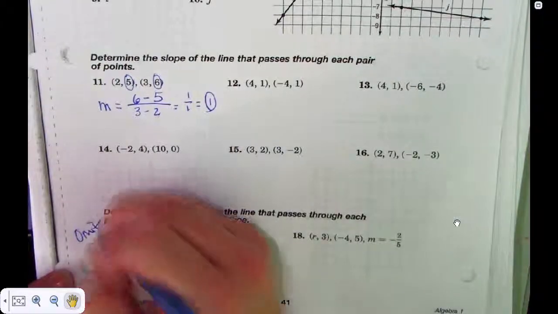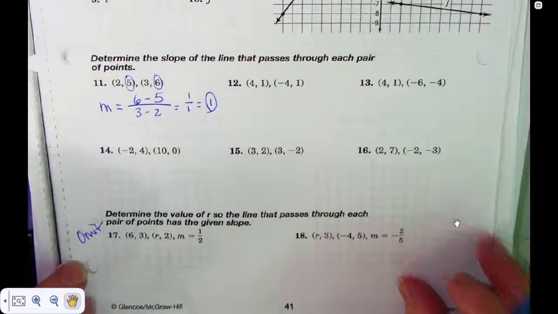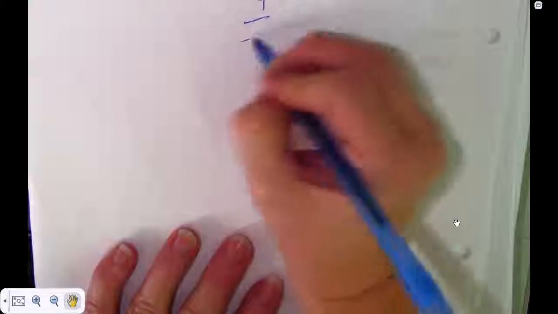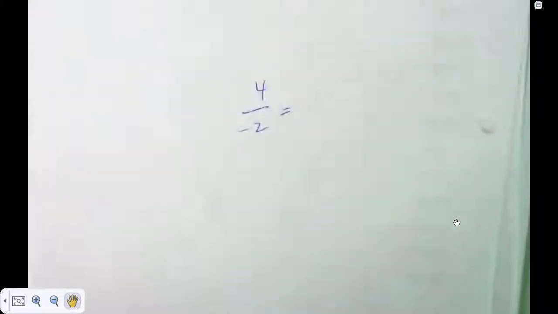Omit 17 and 18. Okay, I want everybody to look right here. What is 4 over negative 2 equal? Everybody get your answer in your head. When I say go, you're going to say it out loud. Go.